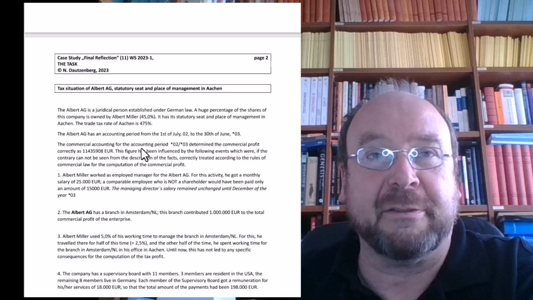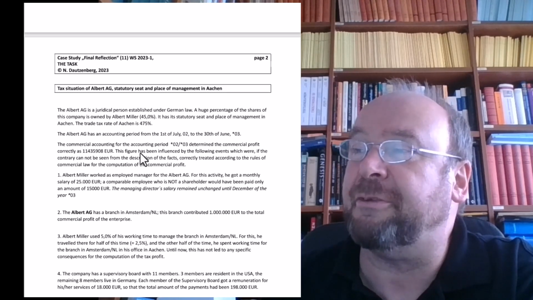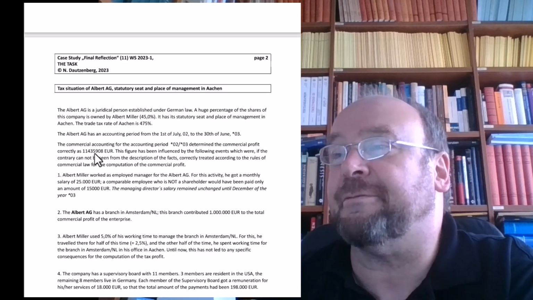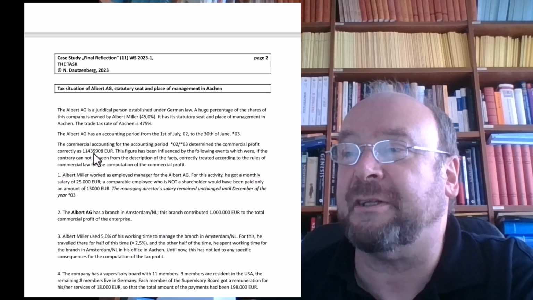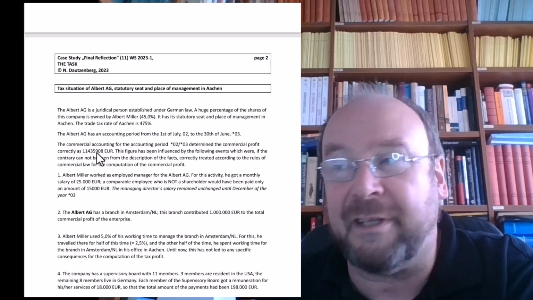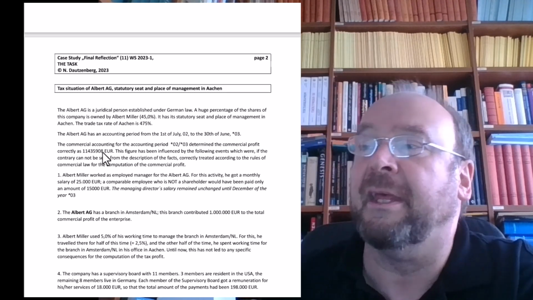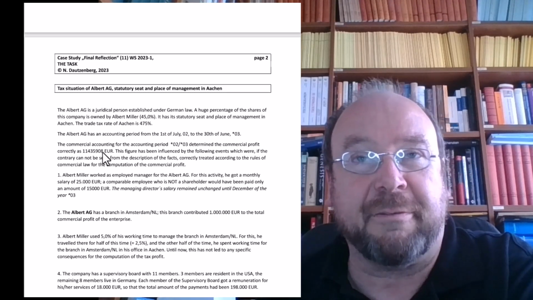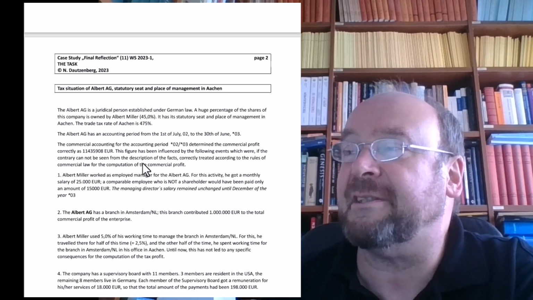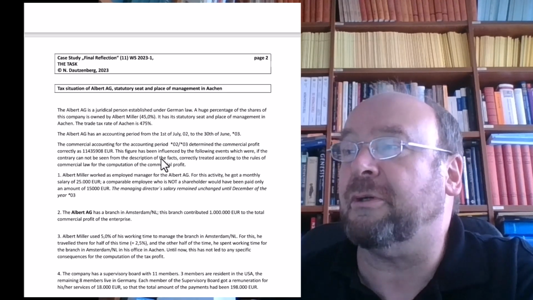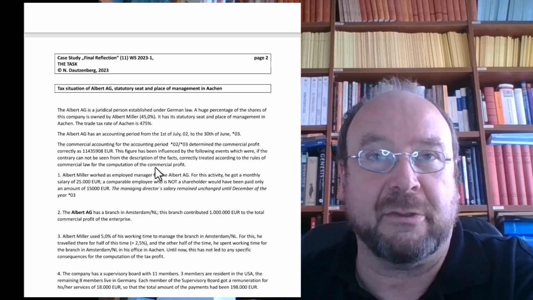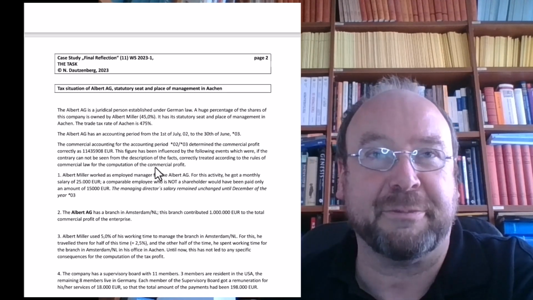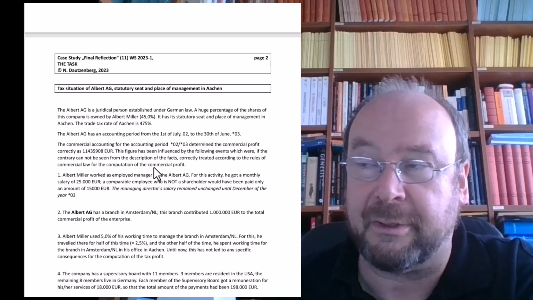And during that commercial accounting period, the profit which came out was determined as 11,435,908 euro. Now this figure has been computed under the influence of the following events, and these events which I mention in the following were always treated correctly under commercial law. If not, the description shows that something has been made wrongly.